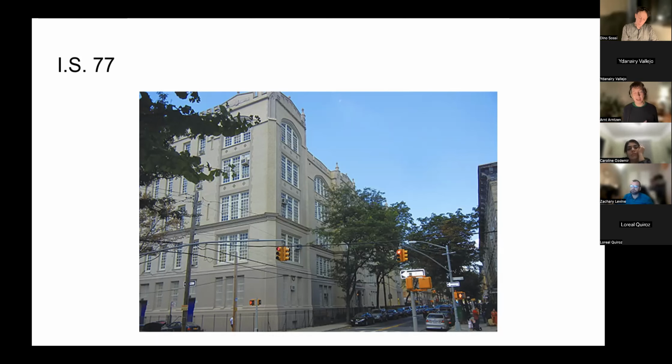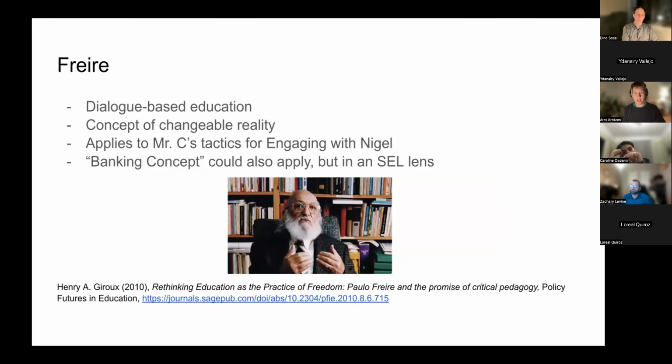But I think that every time these conversations out in the hallway would happen between the teacher and Nigel is when that would happen. So basically, I tied it to Freire, or Freire. I always mispronounce his name. But he talked about dialogue-based education versus the banking method of education, and about critical education.